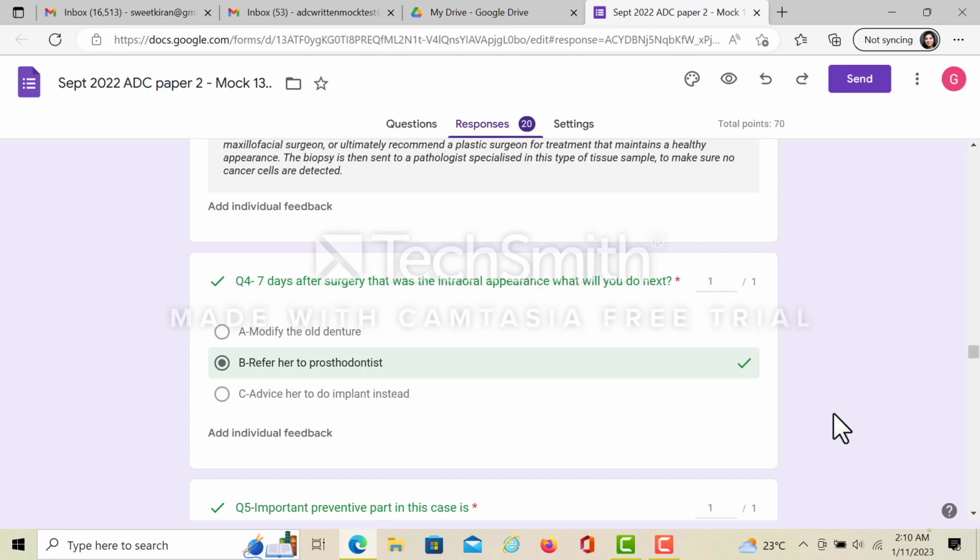Now, if there was an image which showed that the denture was broken or something, you could have said modify the old denture or make a new denture or something like that. But if the surgical area in the picture showed that there was some fibroma left or something else which is not manageable by you, then you would be referring her to the prosthodontist. Hence, that becomes the correct answer here.